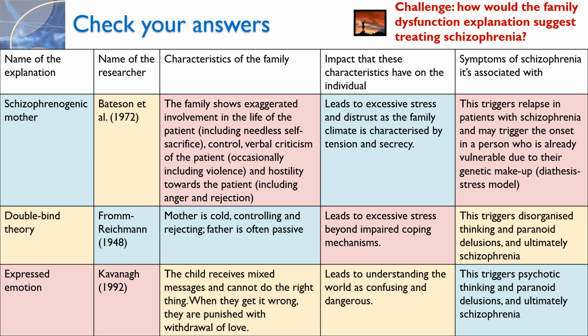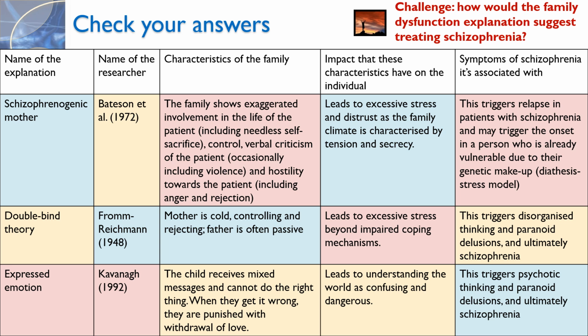Okay, here are the answers. The schizophrenic mother, Fromm-Reichmann: cold, controlling, rejecting, and that leads to excessive stress and distrust in the family climate, characterized by tension and secrecy, and it triggers psychotic thinking, paranoid delusions, ultimately schizophrenia. Double-bind theory was Bateson: the child receives mixed messages about not being able to do the right thing. That leads to understanding the world as confusing and dangerous. This triggers disorganized thinking and paranoid delusions that ultimately lead to schizophrenia.